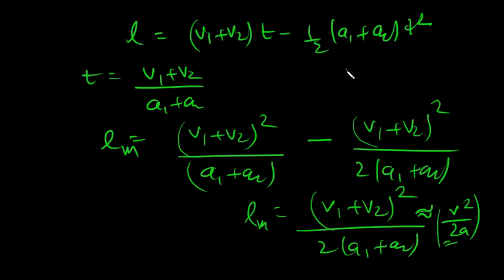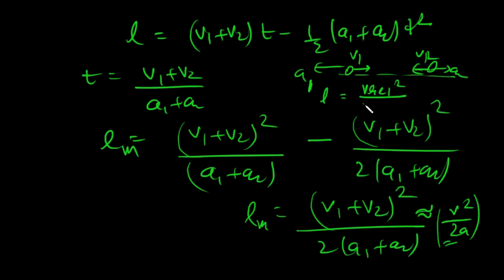What we could have done is that these are the velocities, v1, this was v2, this was v1, this is a1, this is a2. So we could have found the relative velocity and the relative acceleration. So what we would have done is that the distance of separation would have been reduced to velocity relative square by twice acceleration relative.